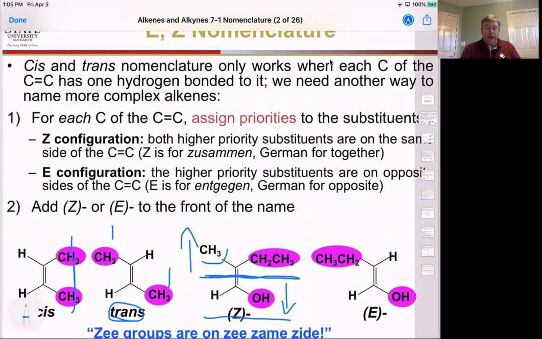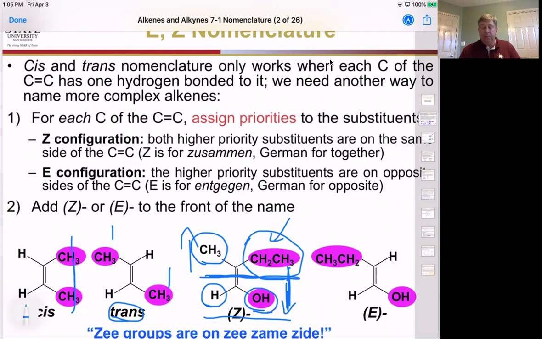So in this case here, we have a single carbon. Here we have a carbon bonded to another carbon. Therefore, this is the highest priority. Over here, we're comparing a hydrogen to an oxygen, and therefore this is the higher priority. And therefore, these are on the same side. And so what we can do is call that the Zusammen configuration or the Z configuration. So you can think about it as the Z groups are on the same side, okay? And that's an easy way to remember it.